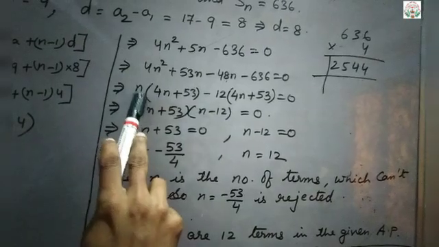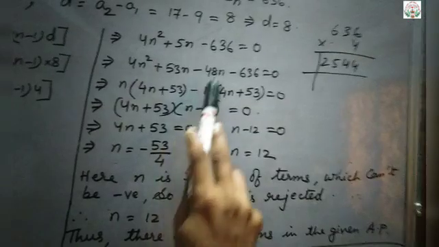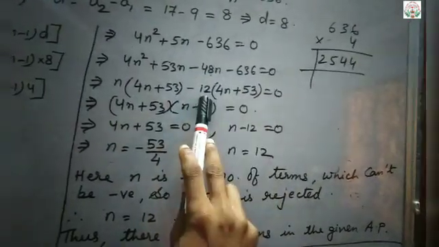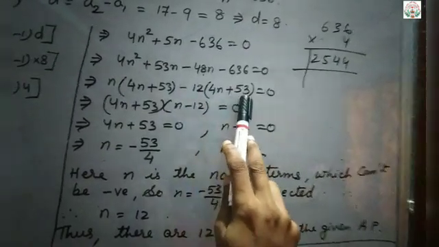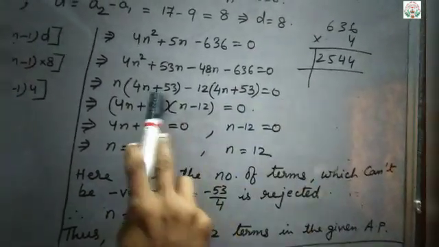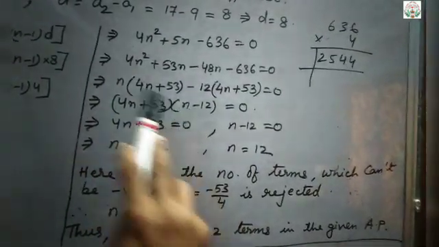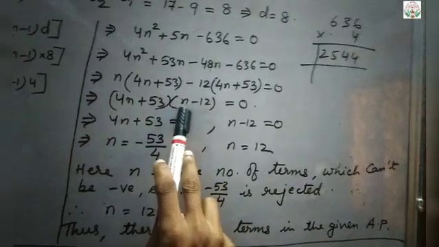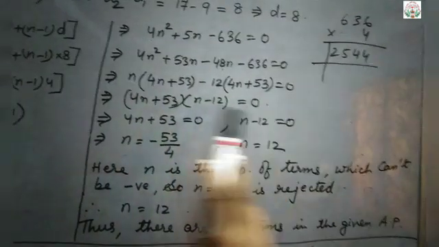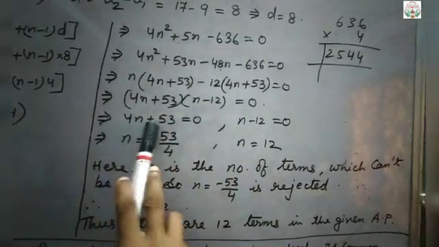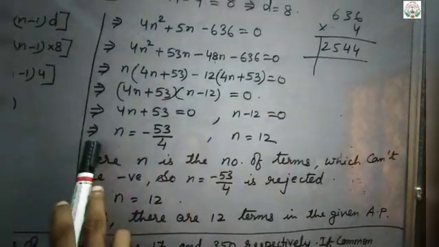Now in these two terms, what is common? n is common, so we take n as common. What is left out is 4n plus 53, and here, minus. In these two terms you will see that 12 is common, so 12 is taken as common, and what is left out is 4n plus 53. Now in these two terms, 4n plus 53 is common, and the next term will be n minus 12 equals 0. Now these two individual terms will be equated with 0. So 4n plus 53 equals 0 and n minus 12 equals 0. This implies the n value.